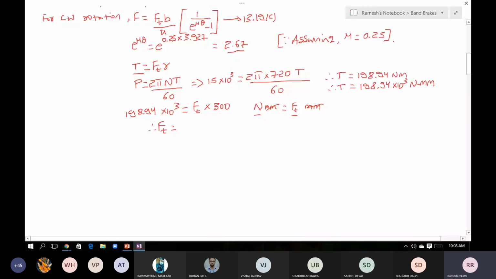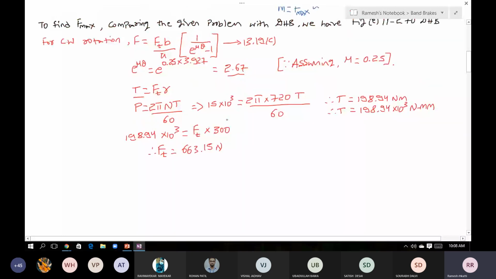Therefore the tangential force will be this divided by 300. Once you get the tangential force, sorry, I have written the value wrong. The tangential force is 663.15 Newton. Once you get this value, you can substitute that in equation 13.19c.